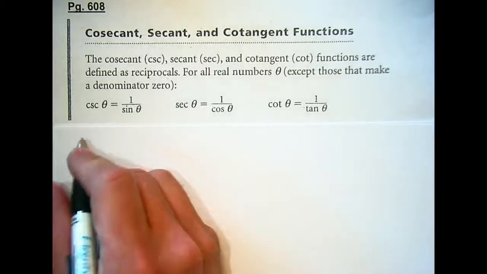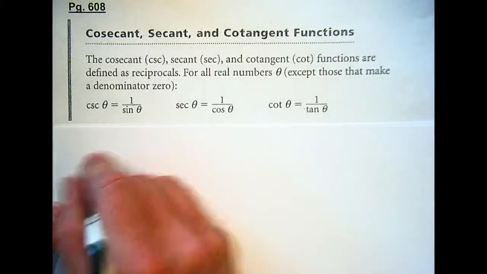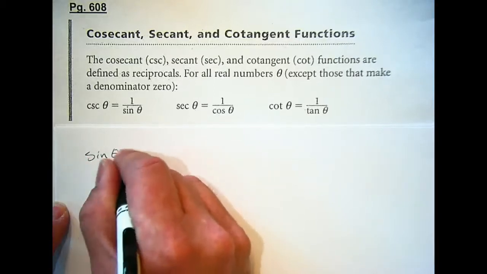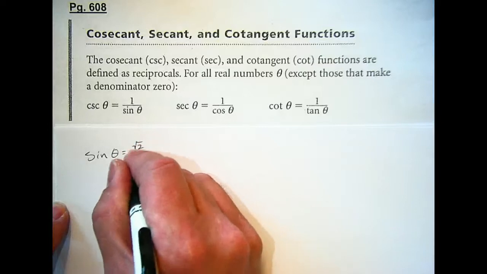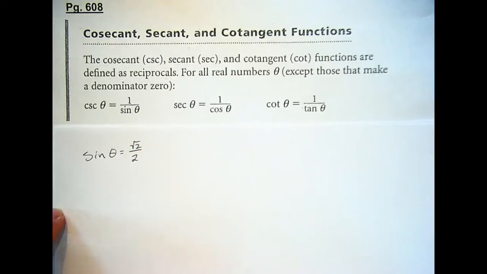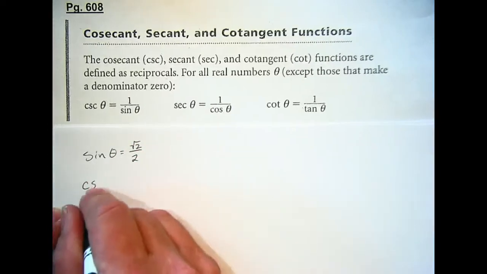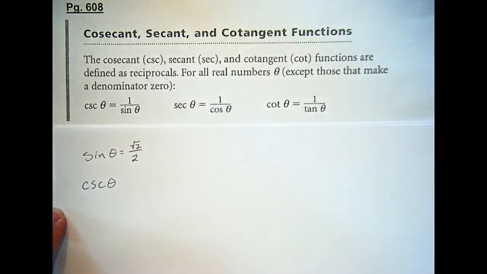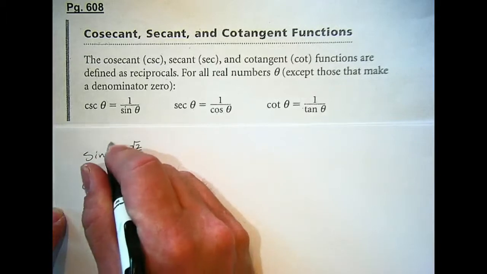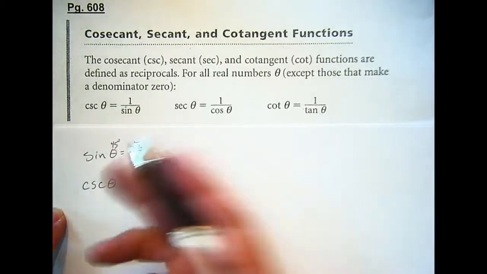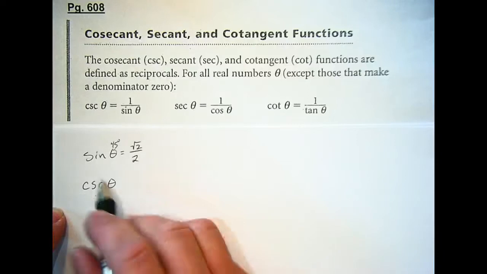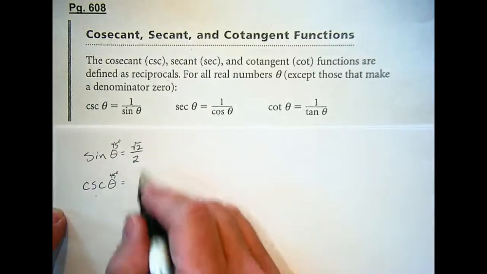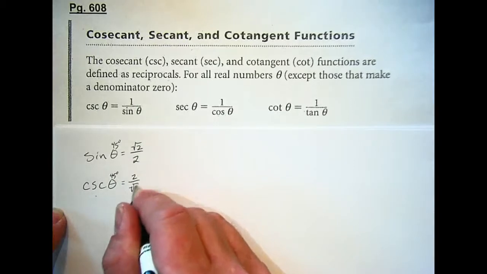So for instance, if sine theta equaled root 2 over 2, then that would mean cosecant. By the way, where is that root 2 over 2? 45 degrees. So theta in this case would be 45. Okay? So the sine of 45 is equal to root 2 over 2. The cosecant of 45, we would flip that. It would be equal to 2 over root 2.